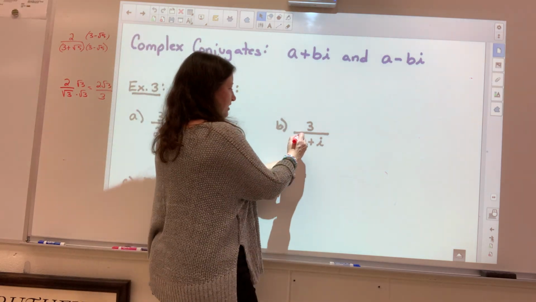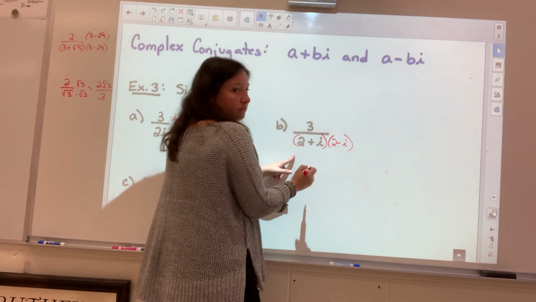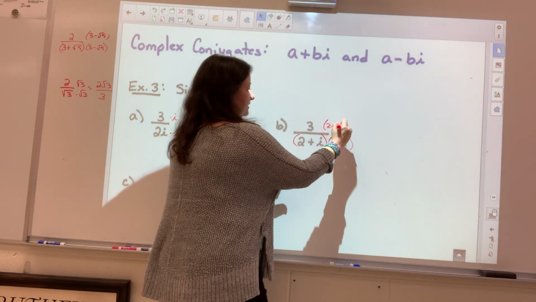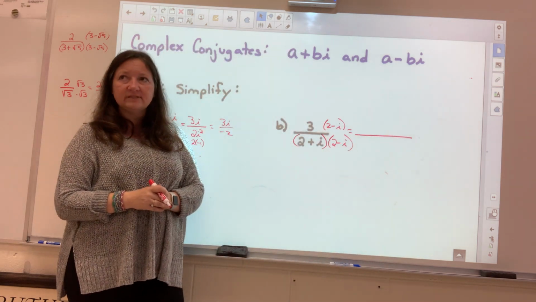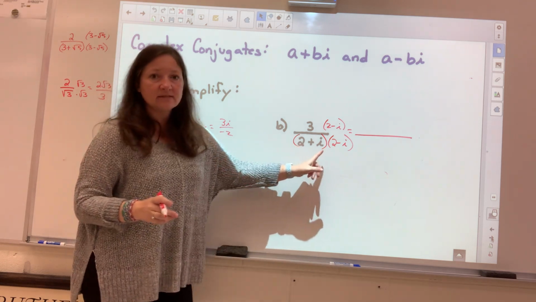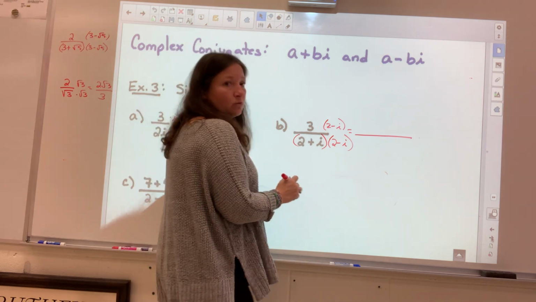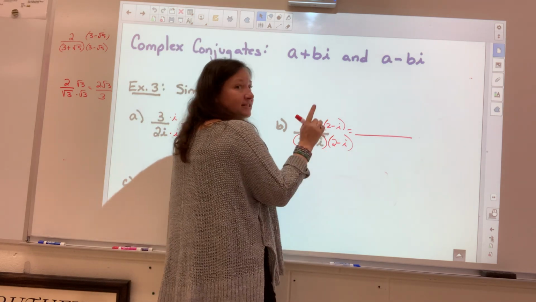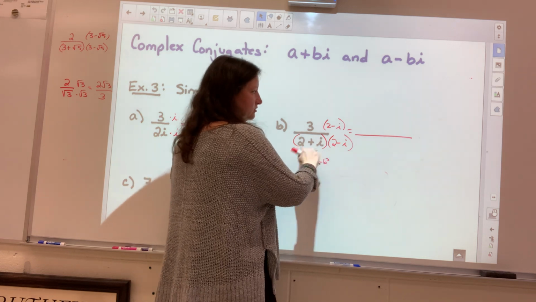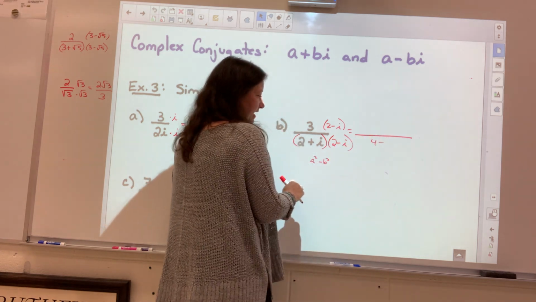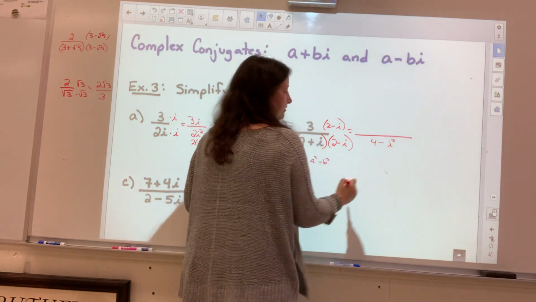What's the conjugate of 2 plus i? 2 minus i. Whatever you do to the bottom, you've got to do to the top. Now look at the bottom. What pattern do you see? a plus b, a minus b, difference of squares. So what's it going to make? a squared minus b squared. Well, what's a? 2. What's 2 squared? 4. Minus, what's b? i. What's i become? i squared.